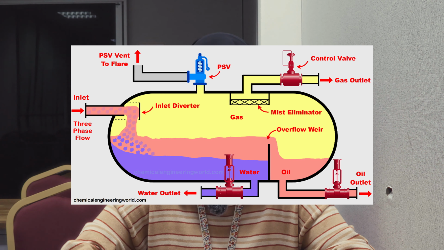Finally, I will explain the shutdown operation for separators. A separator may be shut down for maintenance, inspection, or emergency situations. The shutdown procedure begins by slowly closing the inlet valve. This stops new production fluid from entering the separator. The remaining gas inside the vessel is safely released through the flare or vent system.